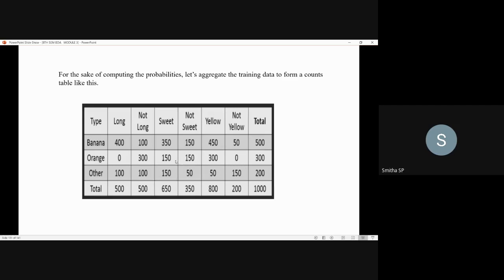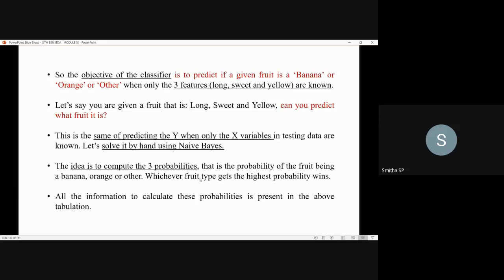What is shown in this table is the x variables and y variables. The Y variables are banana, orange and other, and the x variables are long, sweet and yellow. Totally we have 500 bananas, 300 oranges and 200 other fruits. So how many fruits do we have in total? 1,000 fruits. Now we have to calculate the probabilities. The objective of the classifier is to predict whether a given fruit is a banana, an orange, or another fruit.